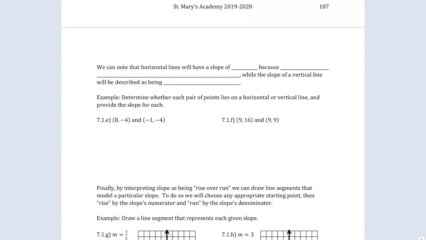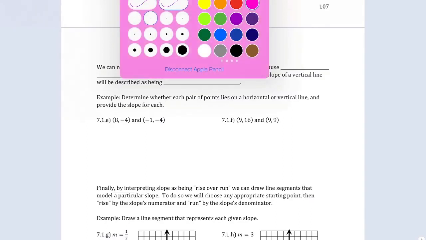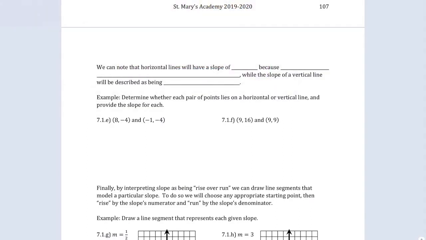All right, moving on. We also can have slopes of horizontal lines, and horizontal lines have a slope of 0 because they don't actually increase and they don't actually decrease. So they neither increase or decrease, i.e. there's no change.